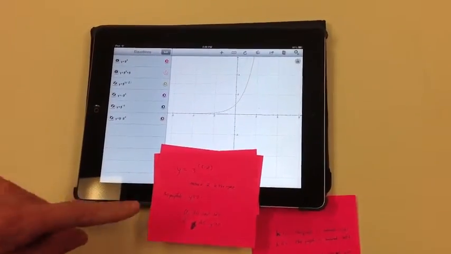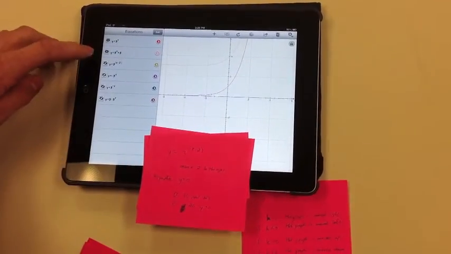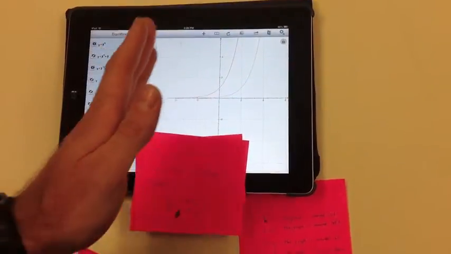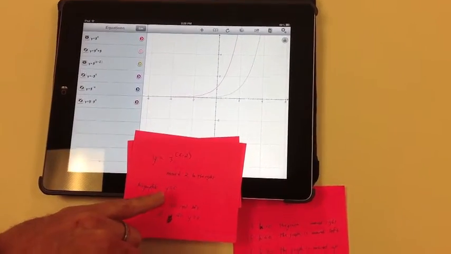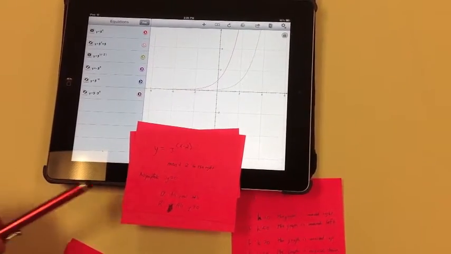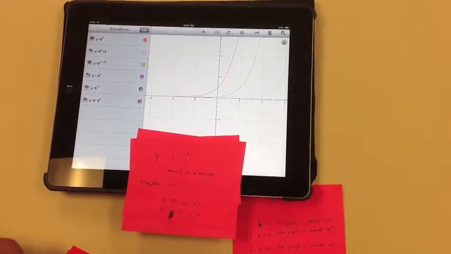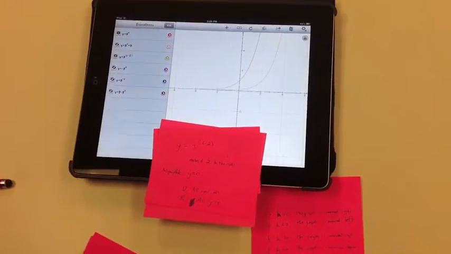Moving on. So this next graph is y equals 3 to the x minus 2. And this graph is a graph that has been slid 2 to the right. It's been moved 2 units to the right. My asymptote is still 0 because nothing has been added to the end. The domain is still all real numbers, and my range is all y values greater than 0.